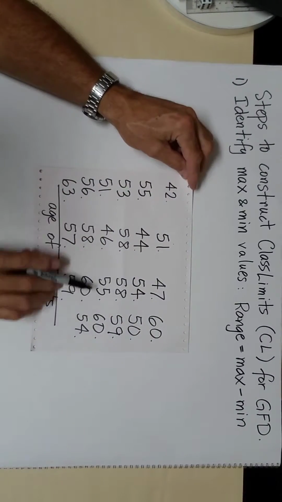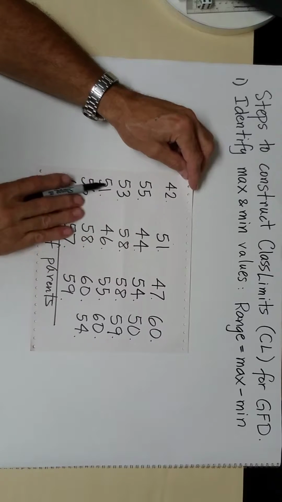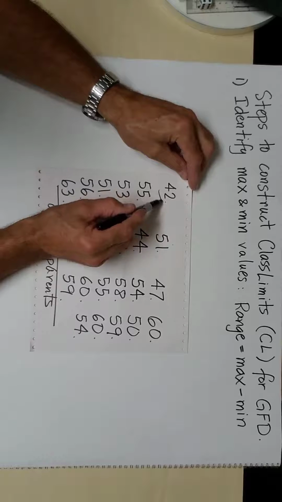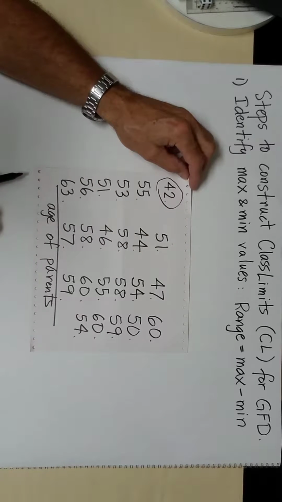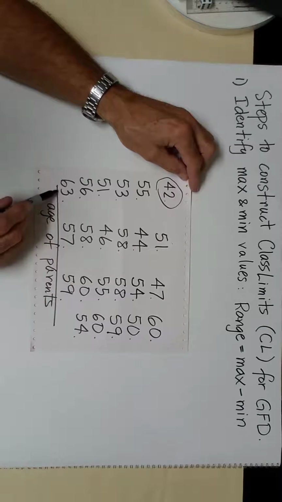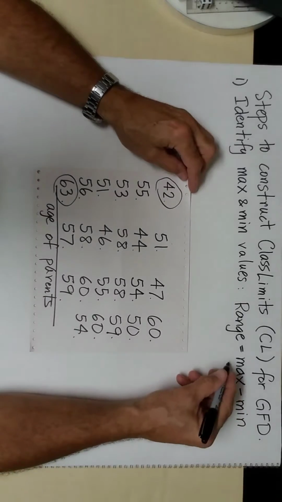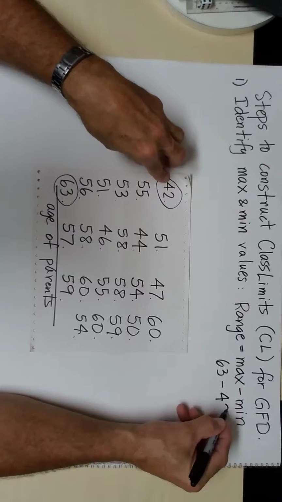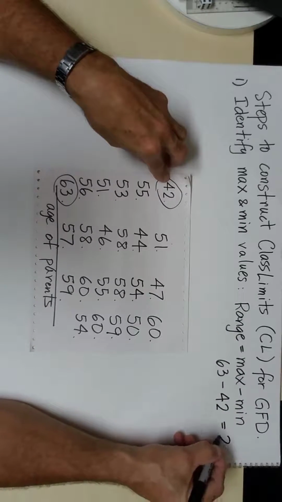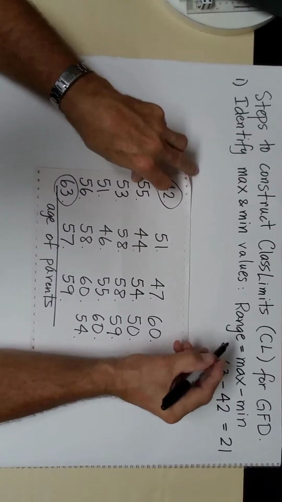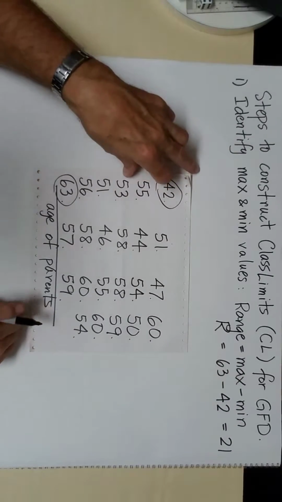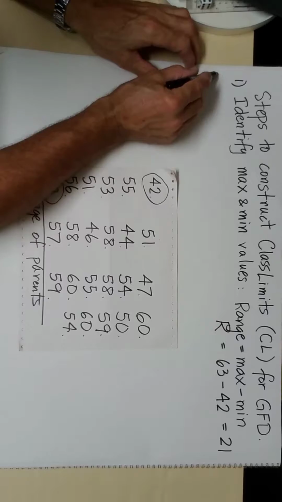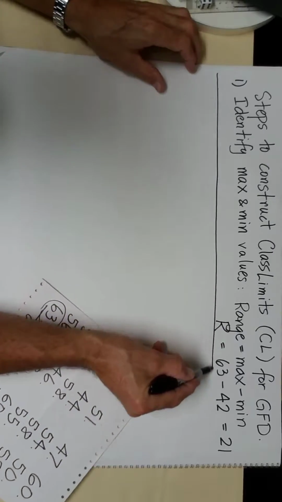Searching through my data list, I see 40s and 50s and 60s. The lowest value appears to be 42. The highest value appears to be 63. So the maximum is 63, the low value is 42, and the range would become 21. In statistics, we can use a capital R for range. So that's our first basic step.